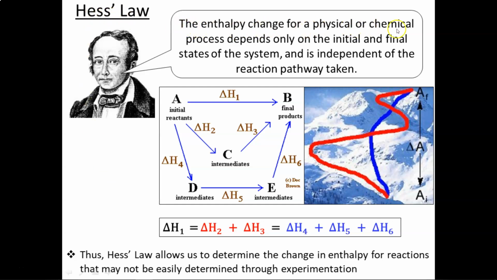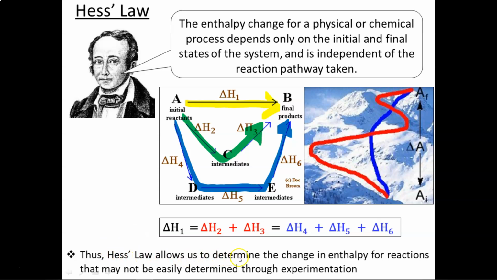the enthalpy change for a physical or chemical process depends only on the initial and final states of the system. It is independent of the reaction pathway taken. So if you look at these three reactions, they all start off with initial reactant A, and they all end up with final products B. Hess's law states that the enthalpy change for each of these three reactions is identical, regardless of how many intermediate steps were taken along the way to get there. Like climbing a mountain, it doesn't matter what path you took to get there, the long scenic route or the direct route, in the end, the height difference remains the same.